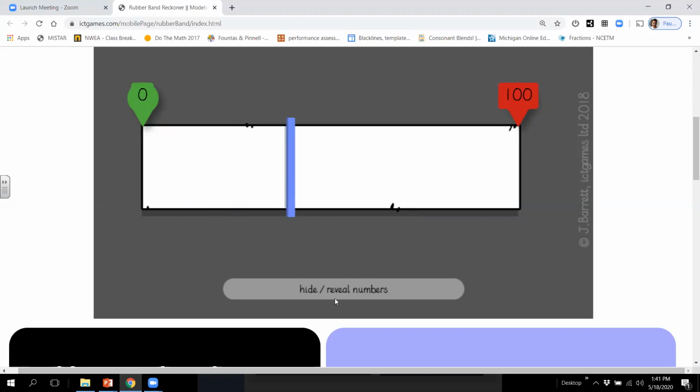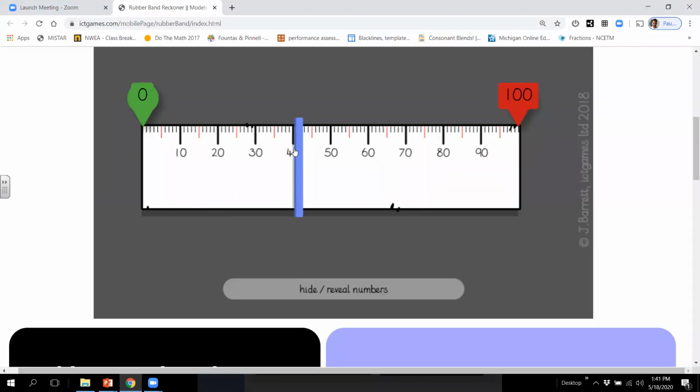What number do you think I'm at? And I am at the number 40. Good job.